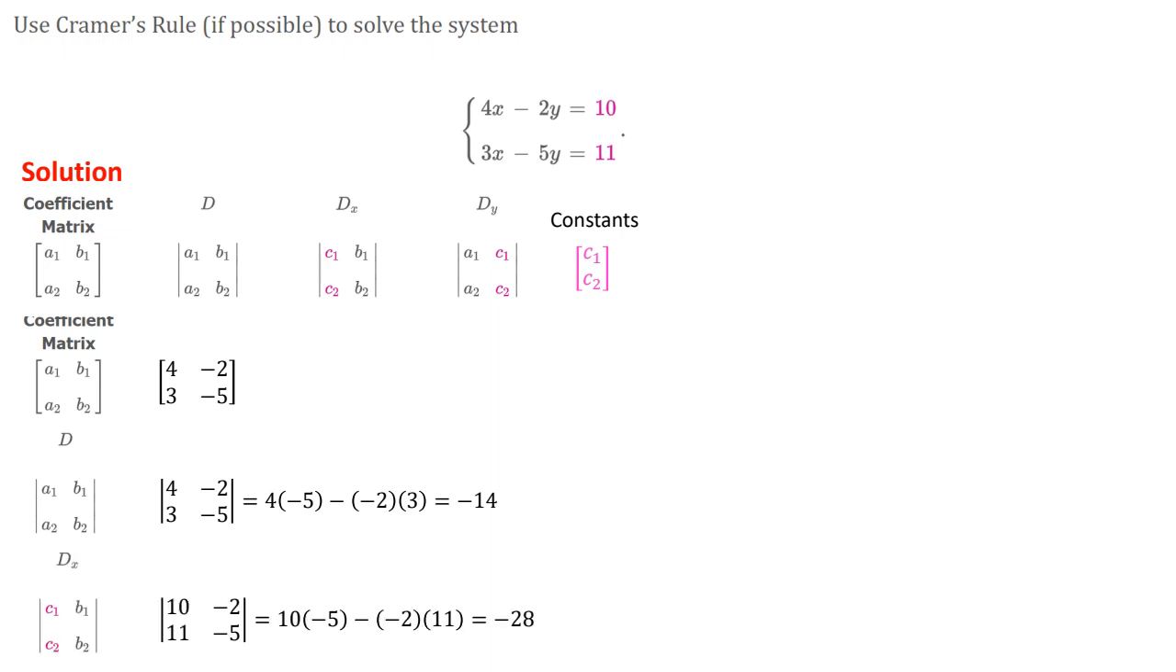And now let's do dx. For dx, we're going to have the constants, which are 10 and 11, and then the coefficients of y, which are negative 2 and negative 5. If we find the determinant, 10 times negative 5, negative 2 times 11, so we get negative 50 minus negative 22, and then negative 50 plus 22 is negative 28.